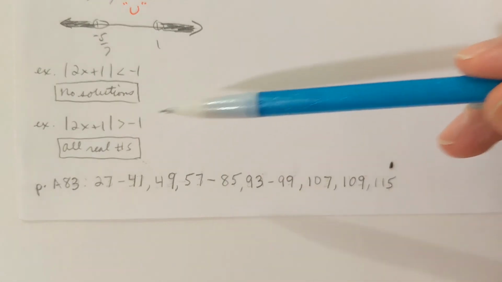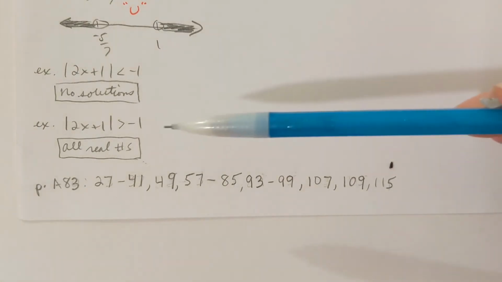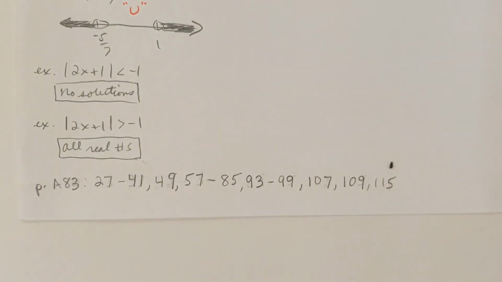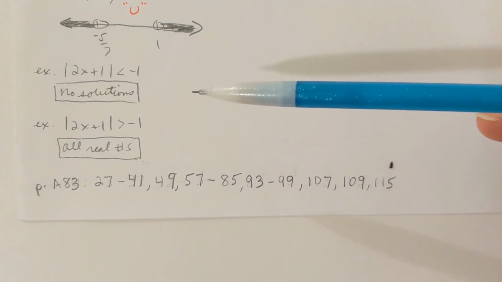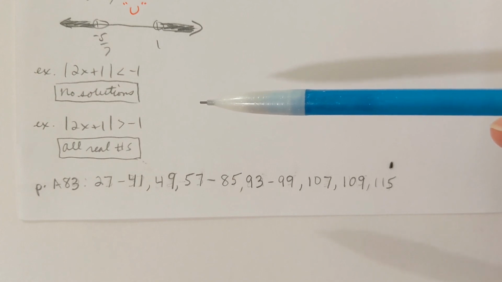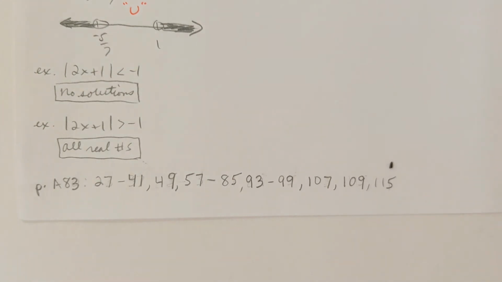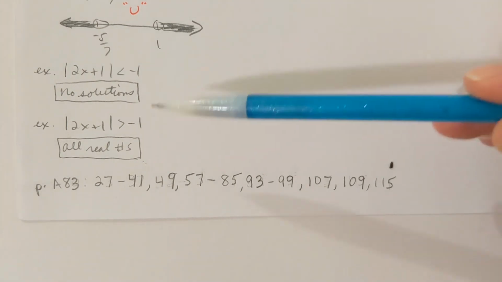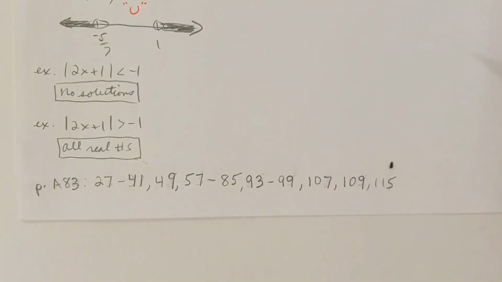The absolute value of 2x plus 1 greater than negative 1. Well, if x is anything, negative 1 or 3 or whatever, the resulting number on the left is always going to be non-negative. Okay, all non-negative numbers are bigger than negative 1, so all real numbers are going to be the answer to that one. And that's really just a think-about-it-and-go-right-to-the-answer type thing.